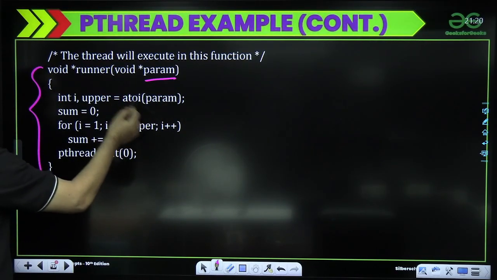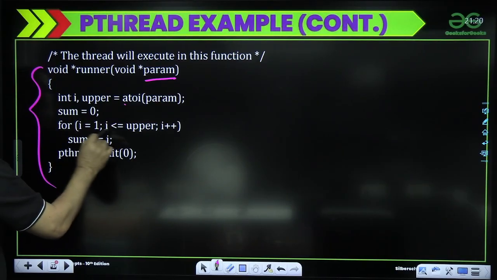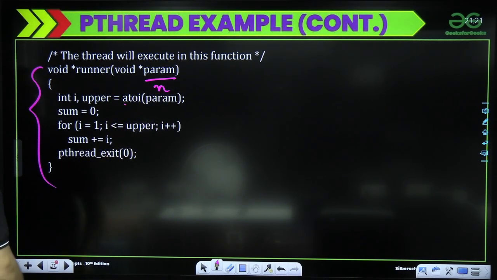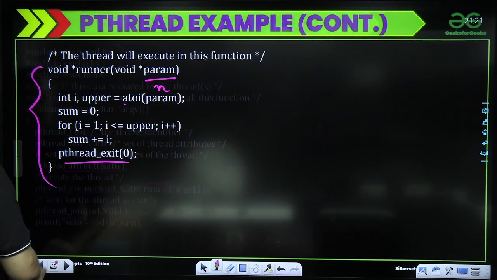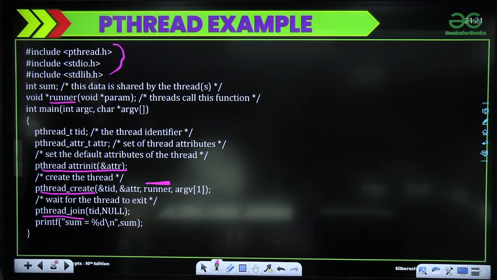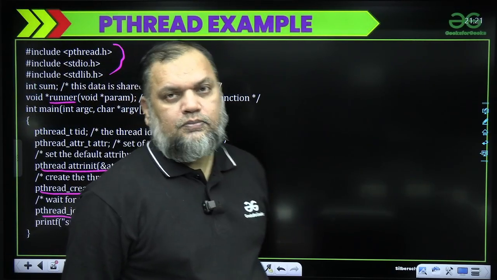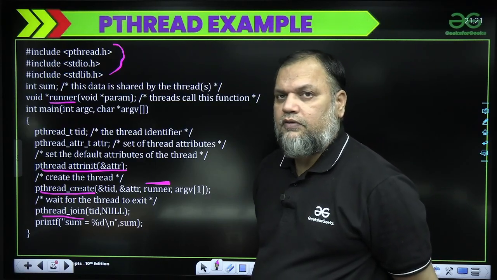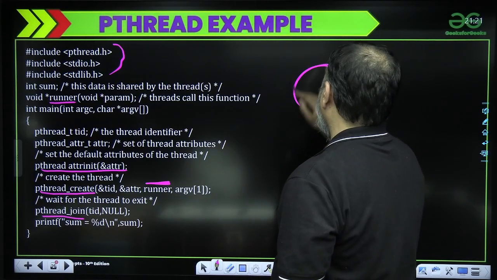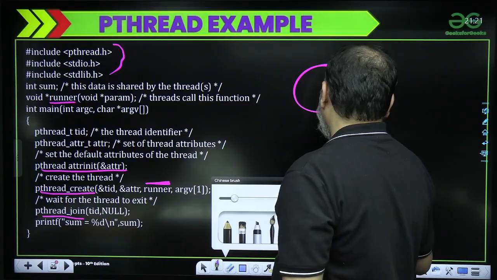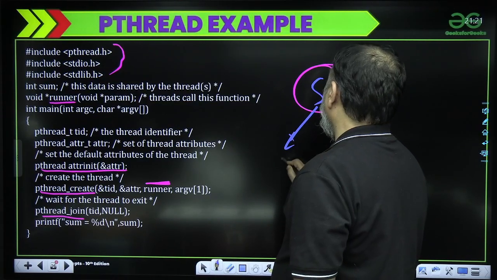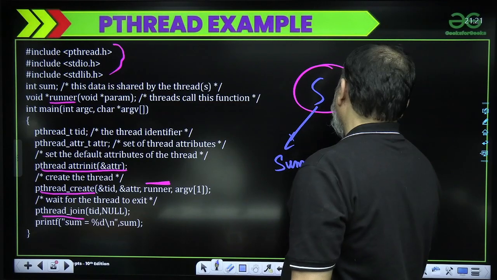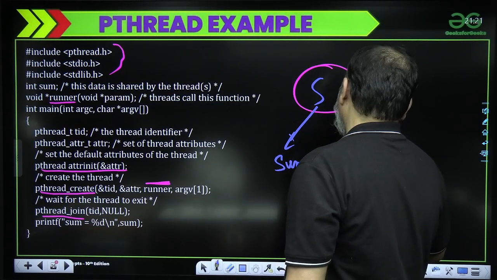So whatever is the parameter value, we are converting ASCII to integer, and then we are computing the sum of this first n. Suppose this is a value of n, sum of first n natural numbers is being computed, and then we terminate the thread. That's it. So finally this program will print the sum of all first n natural numbers computed by the thread associated with the process. That means we are creating a process, and within the process we are creating one thread, and this thread is computing the sum of first n natural numbers. That is the functionality.